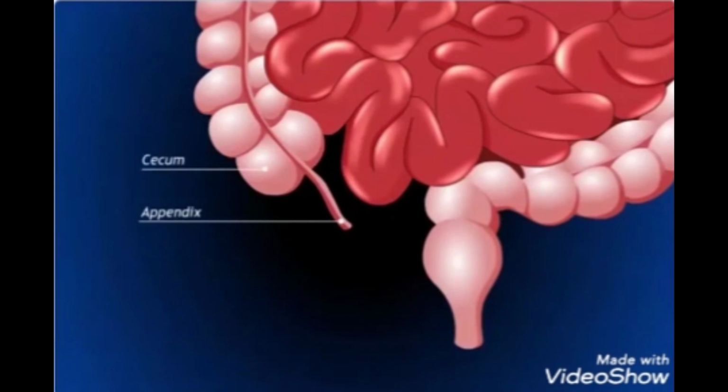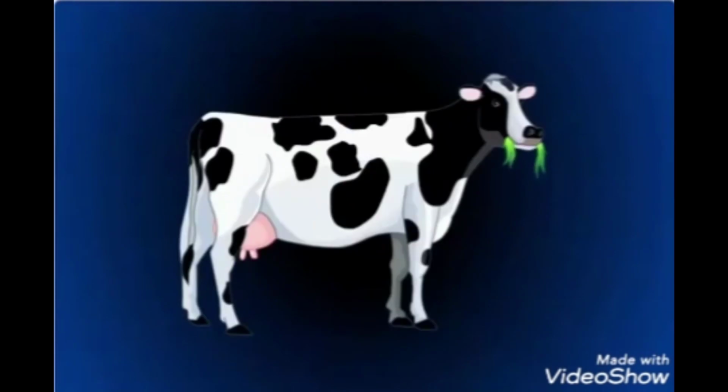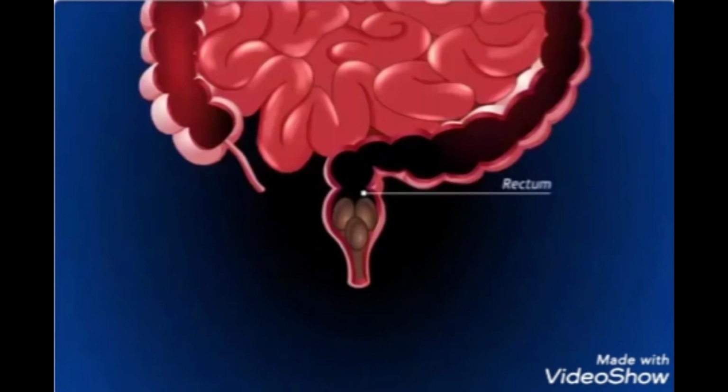It doesn't have any function in the digestive system of human beings. However, it is functional in herbivores such as cows. The rectum stores the solid excreta until it is ready to be excreted out through the anus.